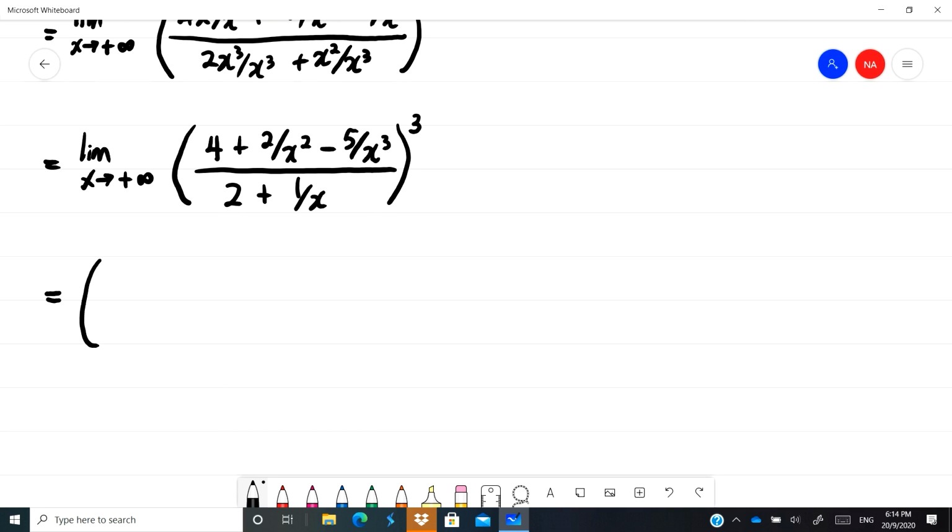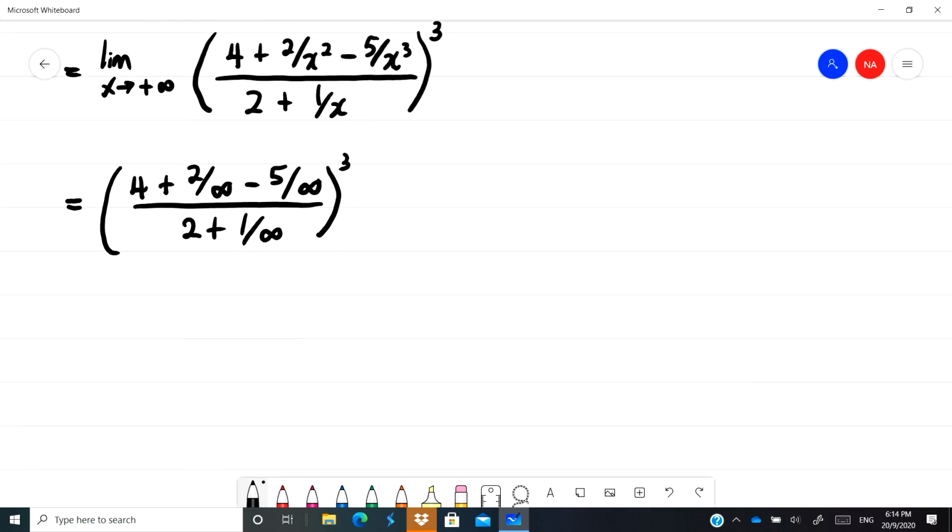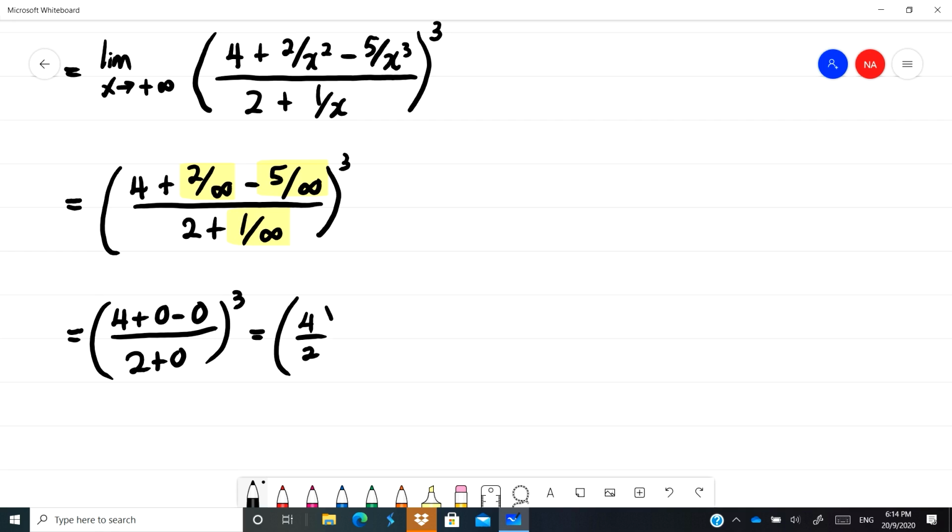In this case, we will have (4 + 2/∞ − 5/∞) over (2 + 1/∞)^3, right? So please note that these parts will become 0 because each term is divided by positive infinity. So we get (4 + 0 − 0) over (2 + 0), the whole thing to the power of 3. So we'll have actually (4/2)^3.